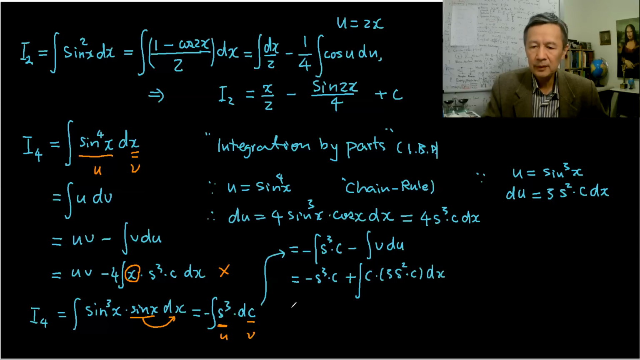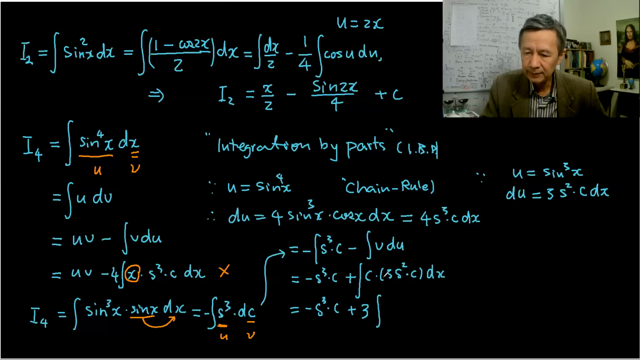Okay, that's cool. So then we got S cubed C plus, we put the number outside the integral because it's constant. So we put the 3 here. The number is important. So what happened inside? We have the S squared times the C squared, okay, dx.